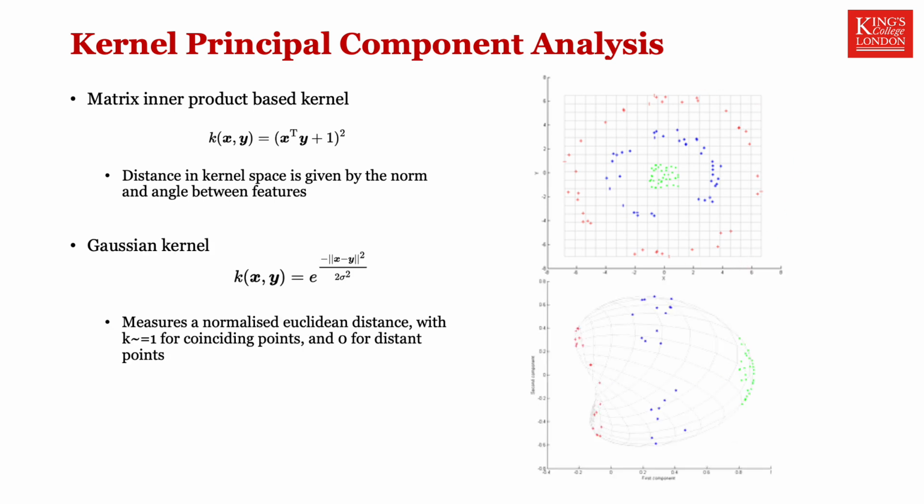If you were to apply another kernel, for example, the Gaussian kernel, which is calculating the Gaussian function between the different point locations, you end up with a distribution that then looks like this. You see again the green points on one side, the blue points on another side, and the red points on another side.